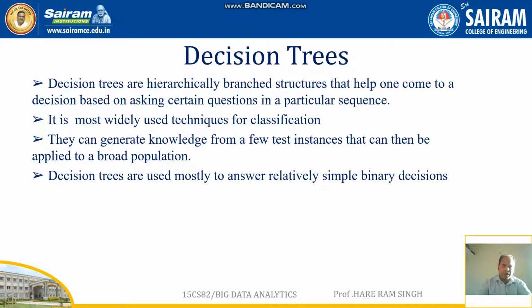Decision trees are hierarchically branched structures that help one come to a decision based on asking certain questions in a particular sequence. A set of questions will be arranged in a hierarchy, and the answer of one question will lead you to another question, and the answer of that question will lead you to a further question, and like that finally you will reach the answer of the final question. This is how the decision tree works, and it is one of the most widely used techniques for classification.